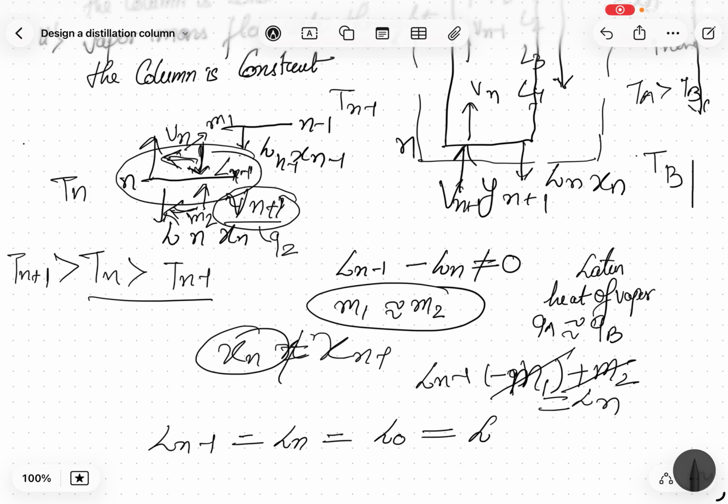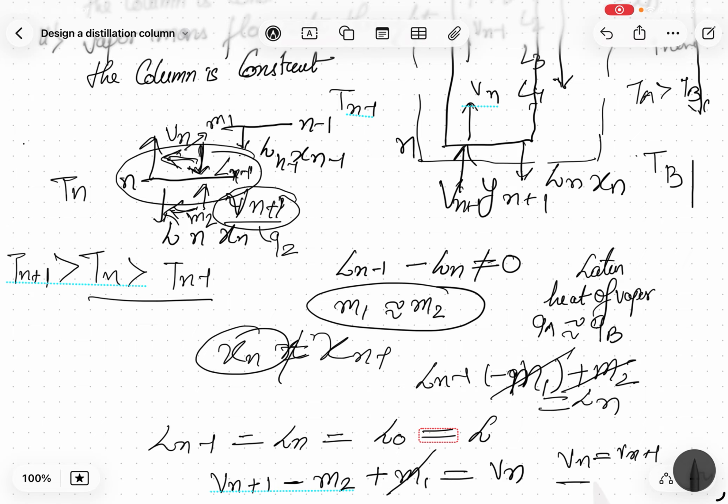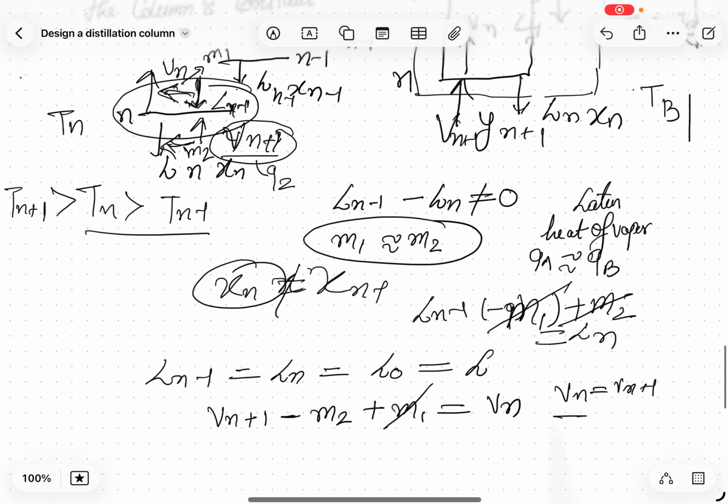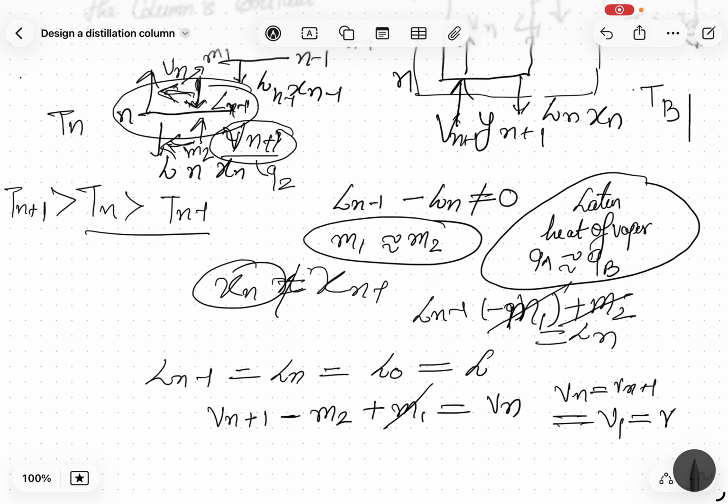Similarly, if I talk about the vapor phase, as Vn plus 1 approaches the nth stage, it loses some mass M2. Then there is an addition of mass M1 in the vapor phase from Ln minus 1, which will make Vn, but as M1 equals M2, both cancel out and Vn equals Vn plus 1, and so on, equal to V1 equals V. So these are the two logical explanations of this assumption, and it is valid when the latent heat of vaporization of the two components is equal.